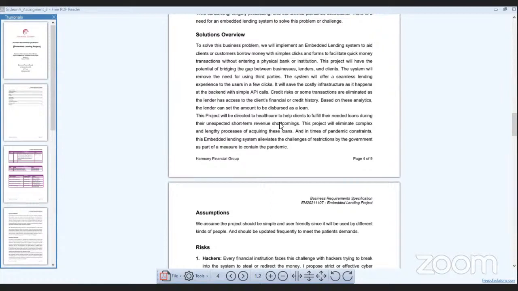Credit risk for some transactions is eliminated as the lender has access to clients' financial or credit history. Based on these analytics, the lender can set the amount to be disbursed as a loan. Looking at the history, you know who is trustworthy and all that. This project will be directed to healthcare to help, as I spoke earlier, clients to fulfill their needs during loans and their unexpected short-term revenue shortcomings. This project will eliminate complex, lengthy processes of acquiring these loans.